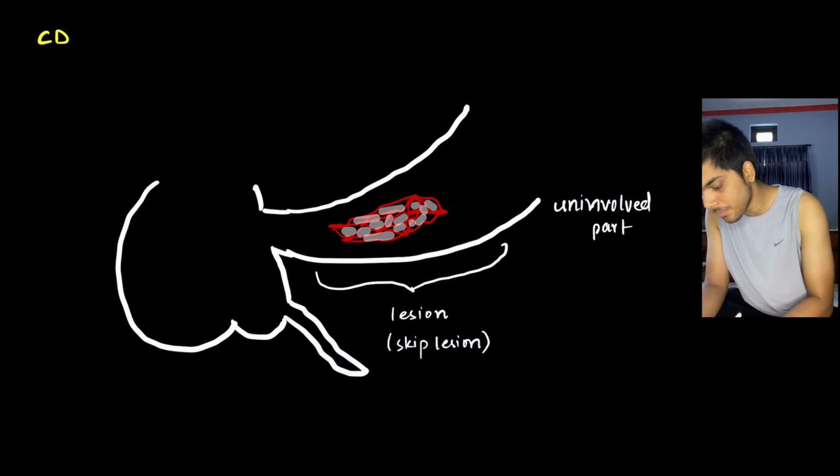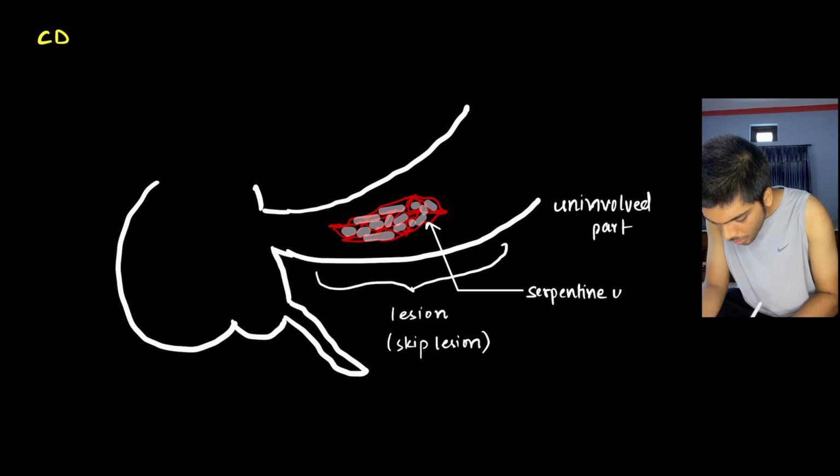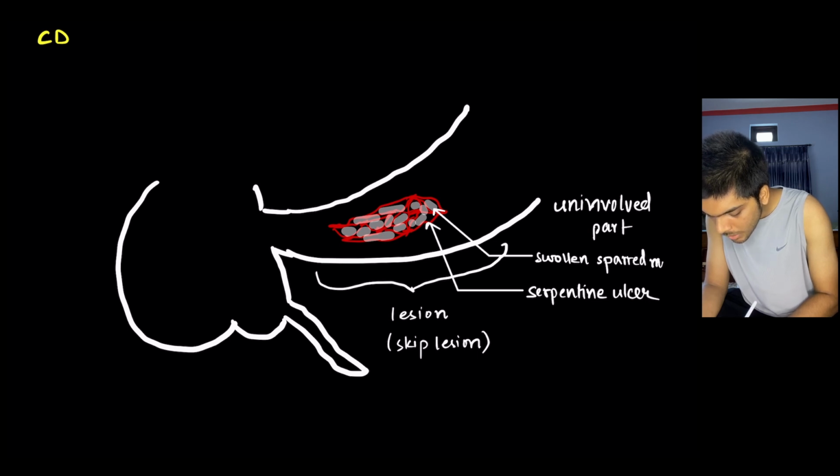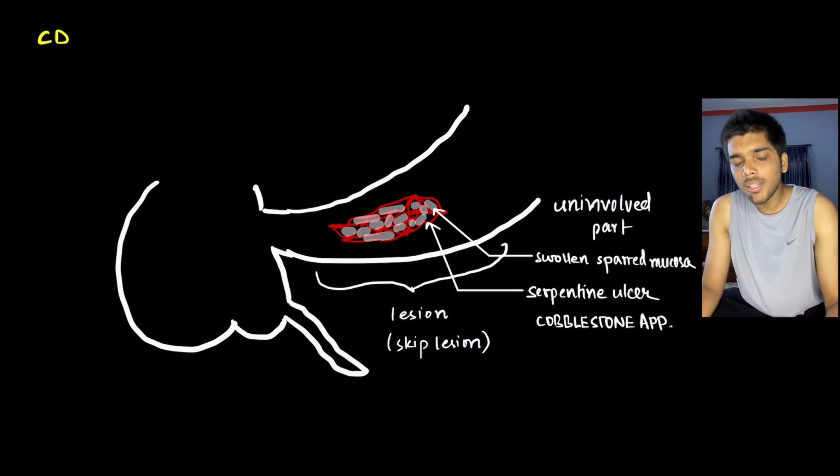So let's write that. We have our serpentine ulcer, and then we have the swollen, spared mucosa, and both together give off the cobblestone appearance. Okay.